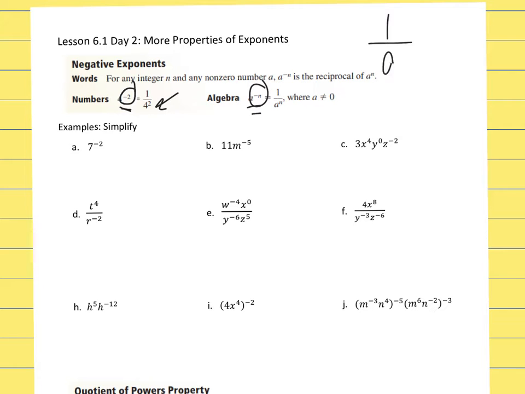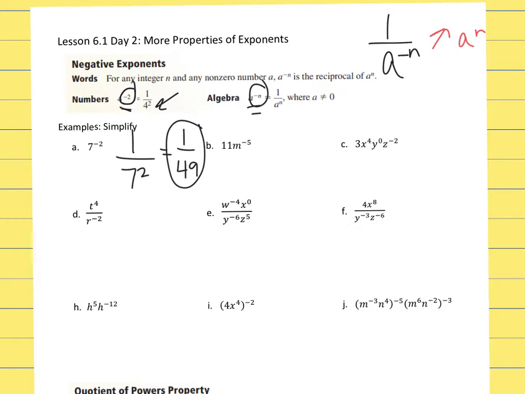If you have 1 over a to the negative n, that's in the denominator, so you need to write it in the numerator. It's going to be a to the positive n. Here are some examples. The first one has a negative exponent, so I'm going to write it as 1 over 7 squared. And you really should finish this out as 1 over 49.